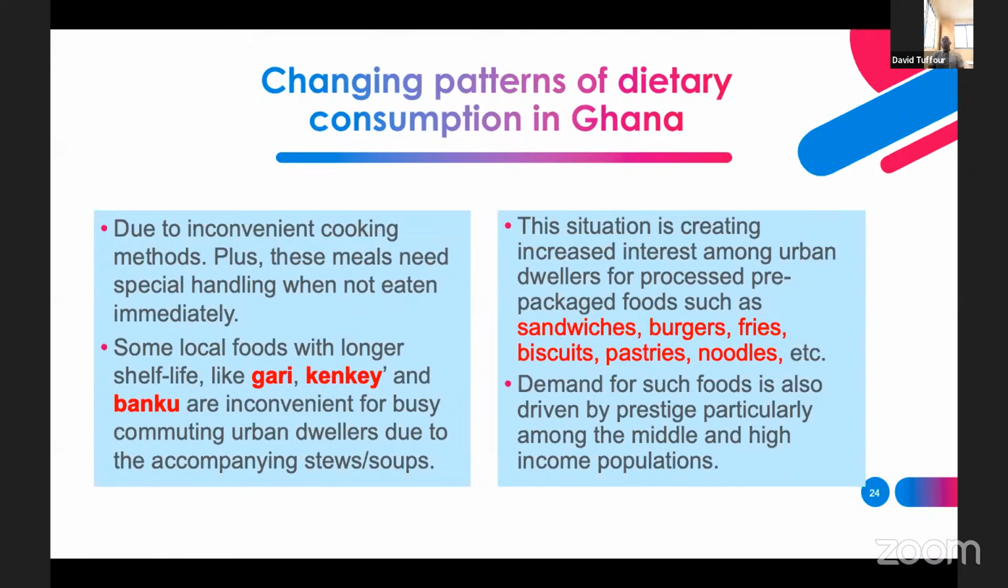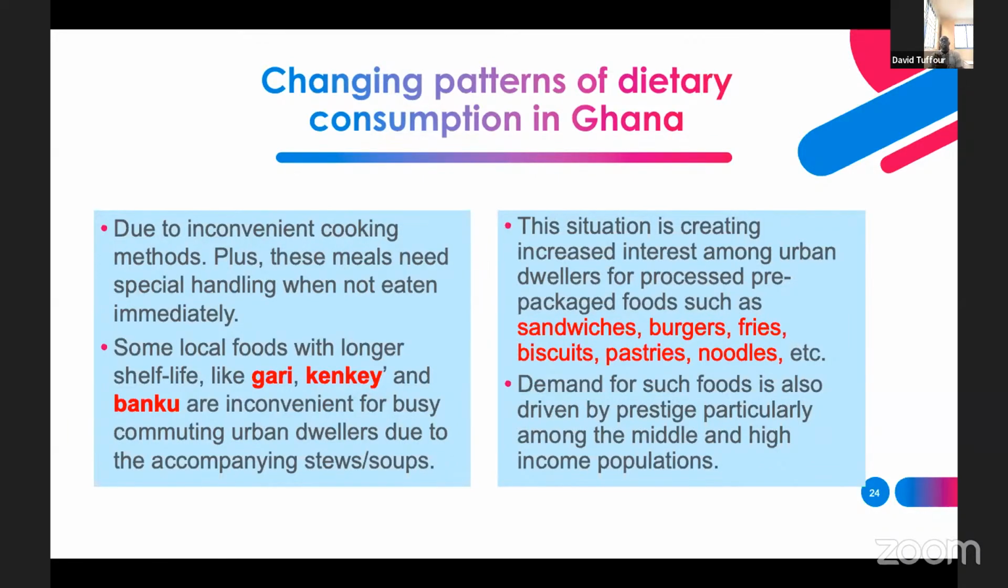So this is due to inconvenient cooking methods, okay, associated with making typical local Ghanaian food. All right. So it takes a lot of time. You must have the skill and a technique in order to be able to prepare typical Ghanaian food. Otherwise, you end up with something else, maybe a concoction for that matter.